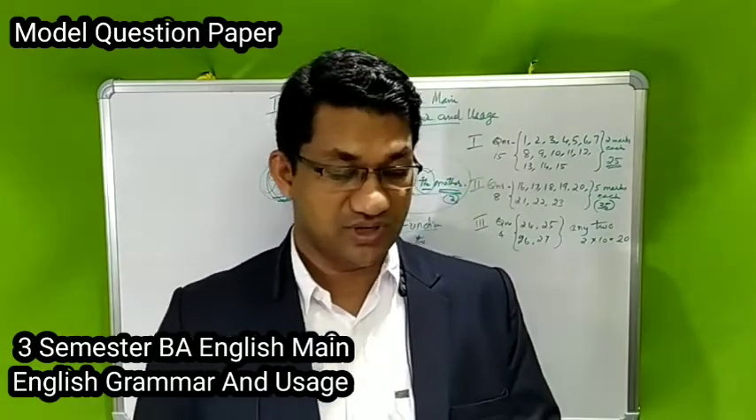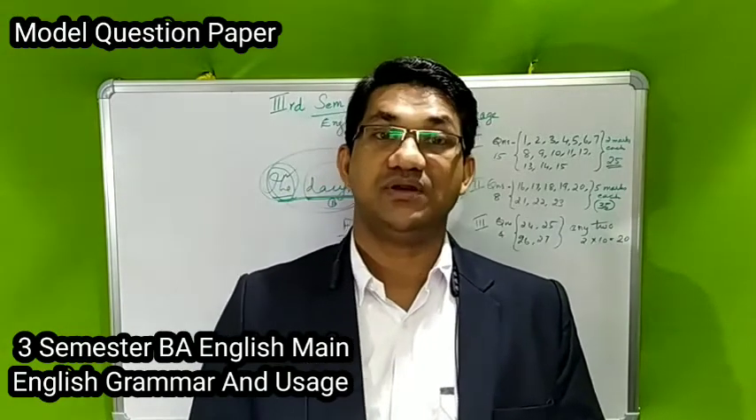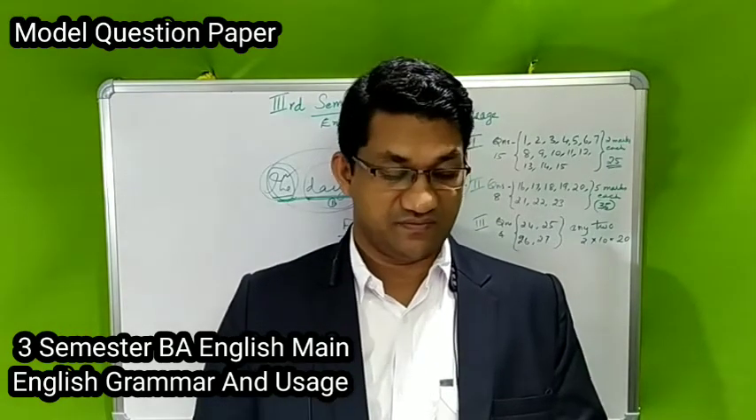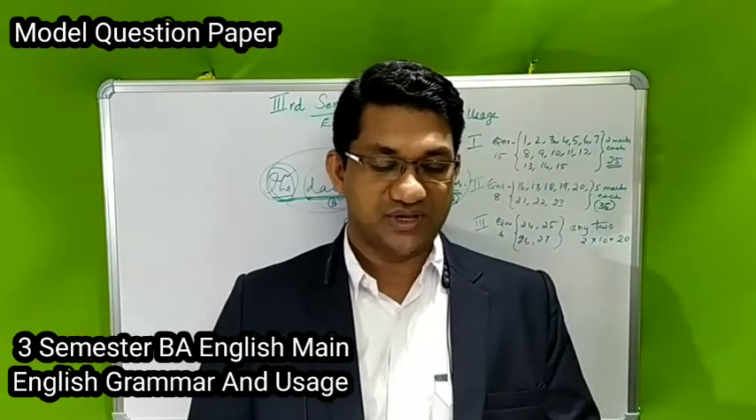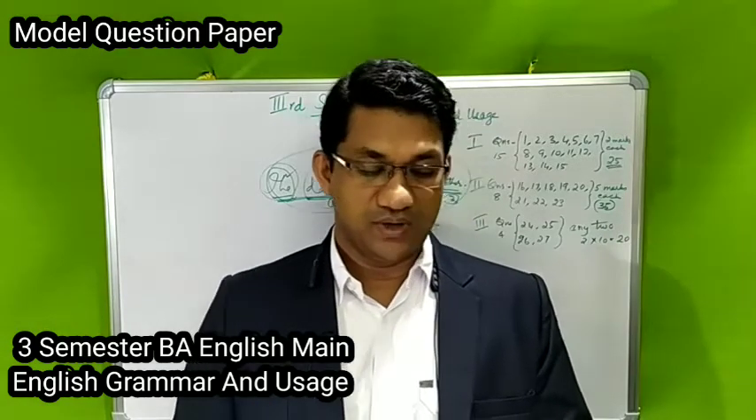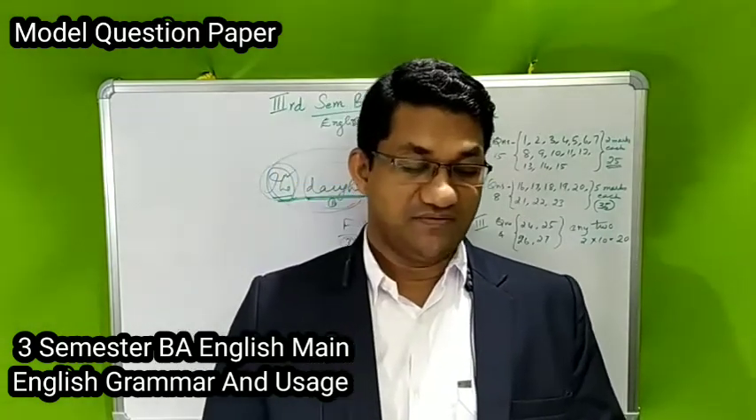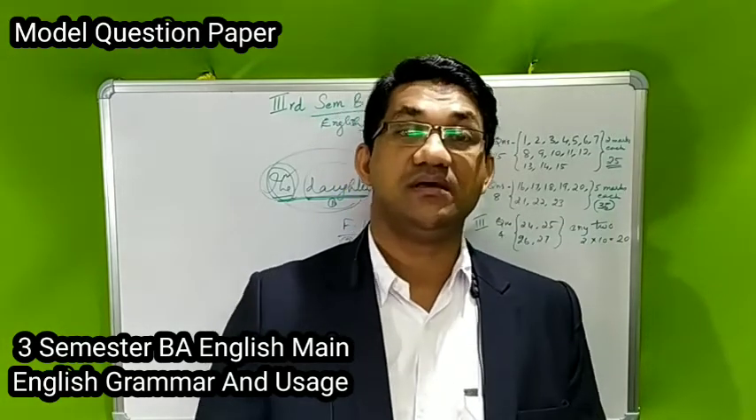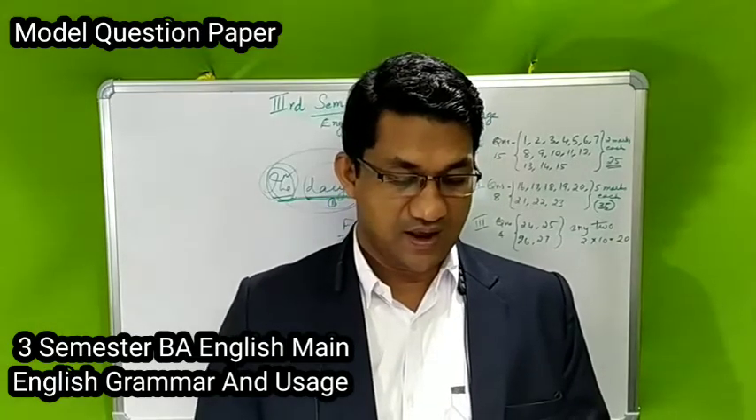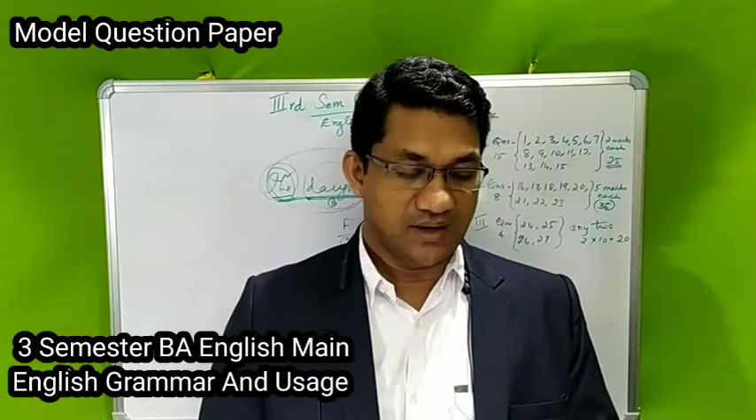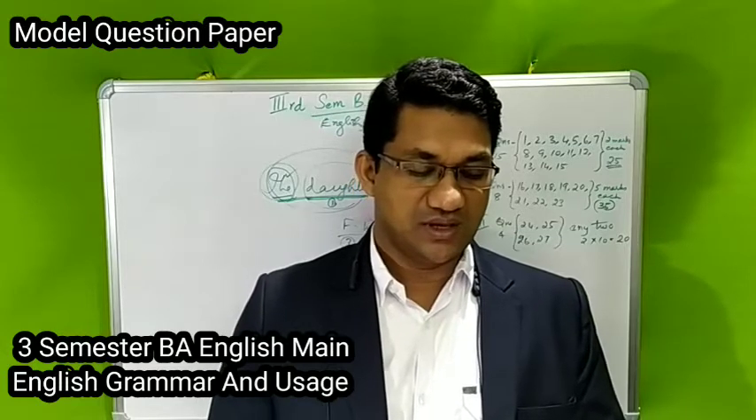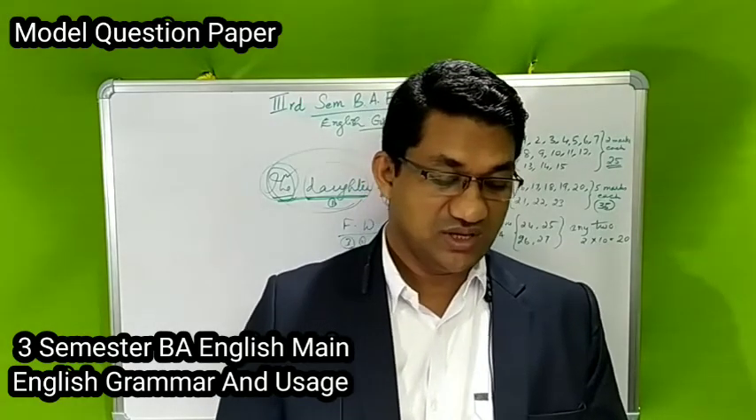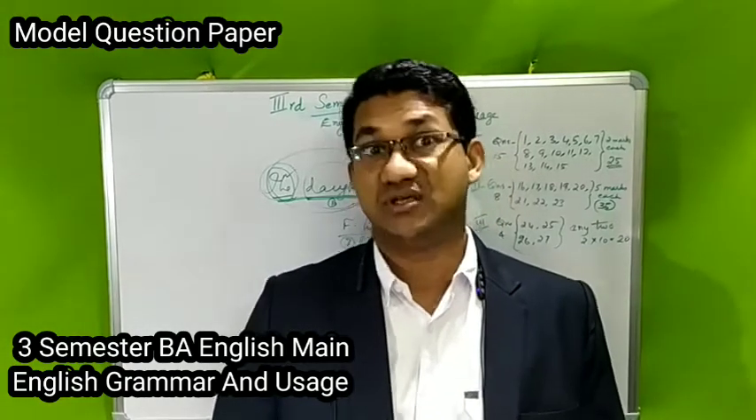Now we come to the fifth question. Convert the to-infinitive into gerund. Question number 1: To see is to believe. Number 2: To make mistakes is easy. So we are converting the first one, to see is to believe, into gerund: Seeing is believing. And the next one, to make mistakes is easy: Making mistakes is easy.